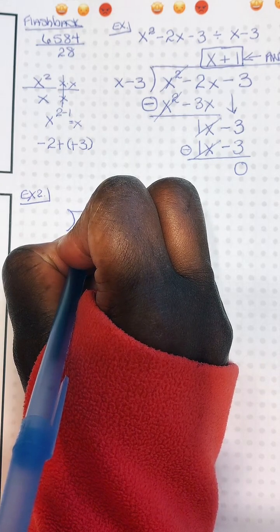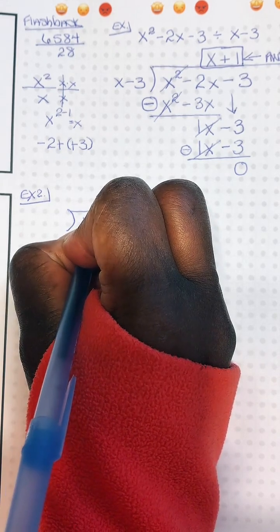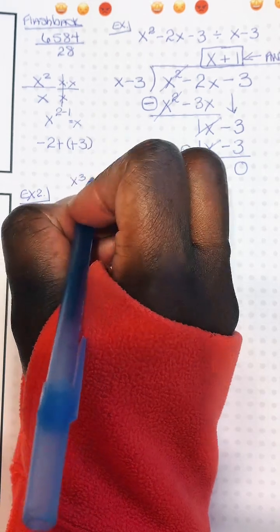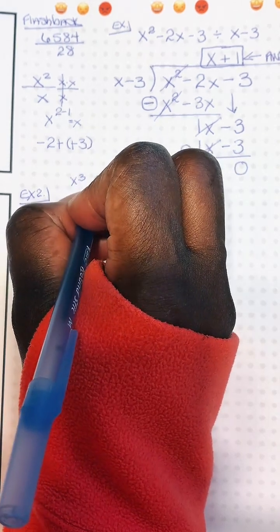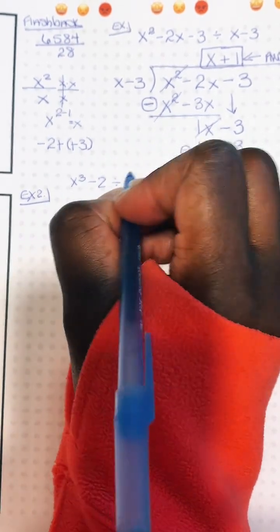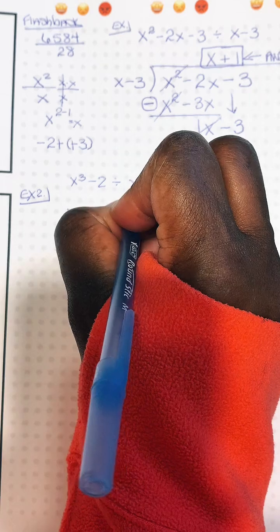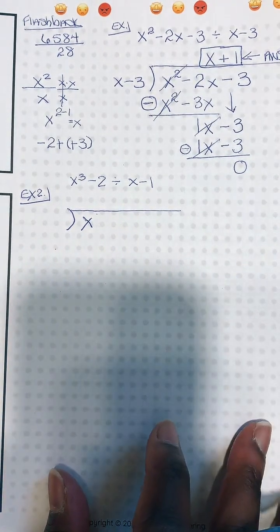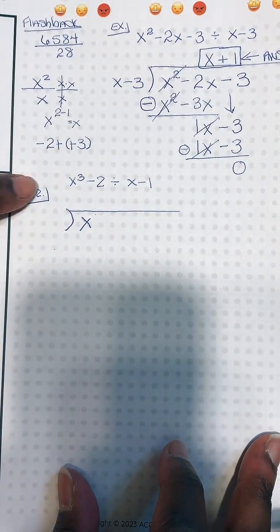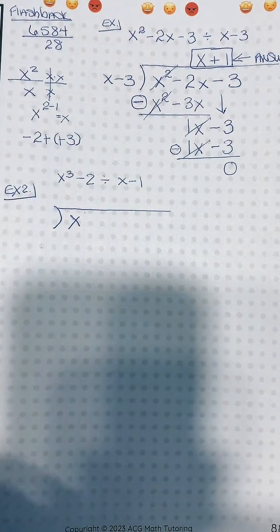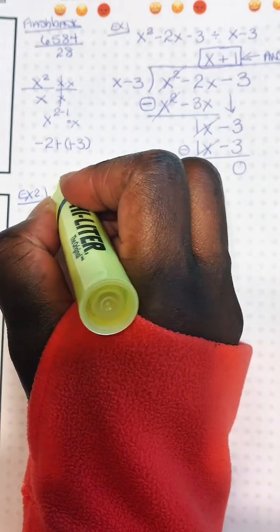Let me try this one. So I have x cubed, I'm going to write it up here. X cubed minus 2 divided by x minus 1. There is always one of these fun little problems. And sometimes you think that your teacher is just trying to be cute. And sometimes they act that way, okay?